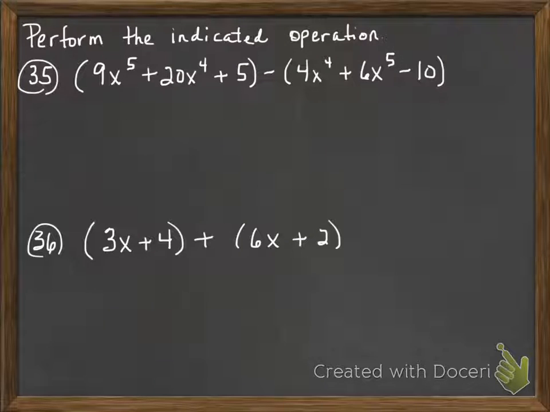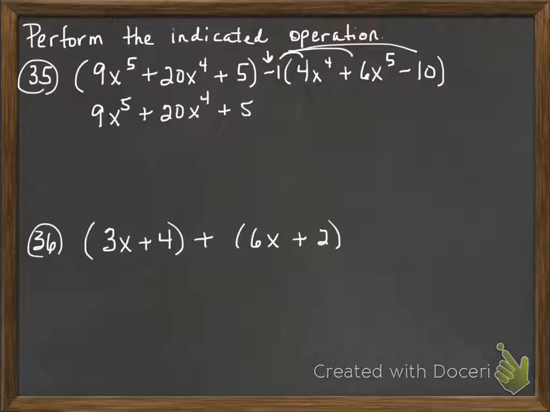Perform the indicated operations. In number 35, the indicated operation is a subtraction problem. So they're asking me to subtract these two trinomials. So you can drop the parentheses and bring down the 3 terms in the first parentheses. But since the second parentheses is being subtracted, you have to distribute a -1 times everything in the second parentheses. We always do that when we're subtracting, because subtracting is the same as multiplying by -1. It means we've got to change all the signs.